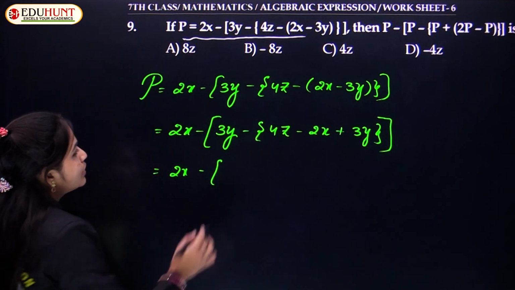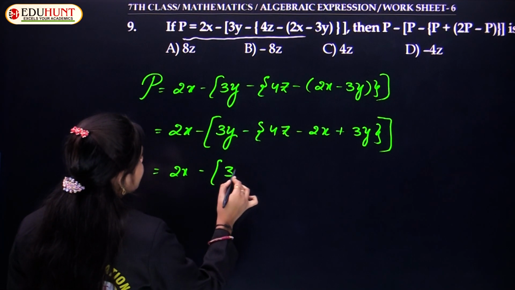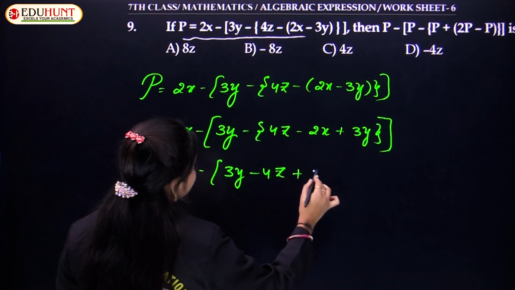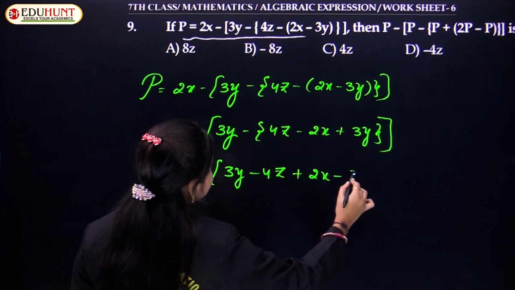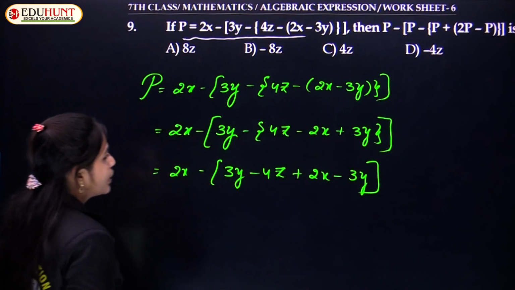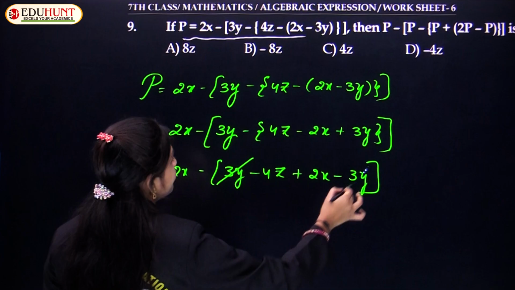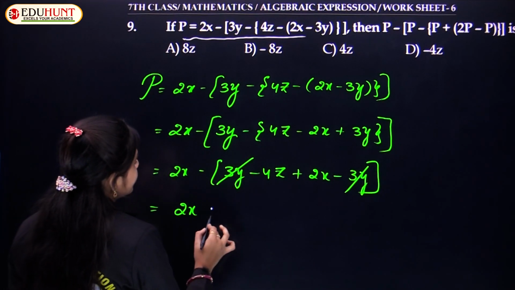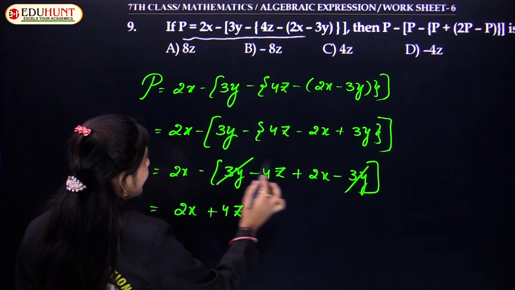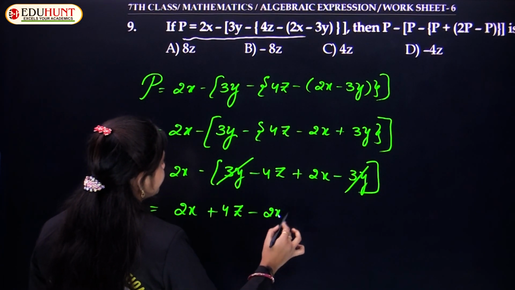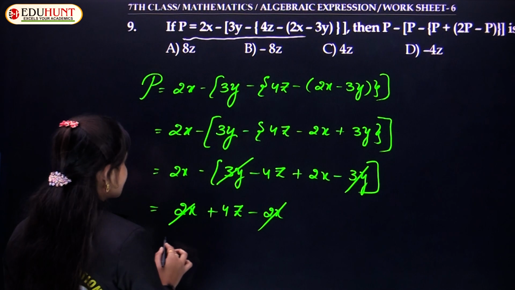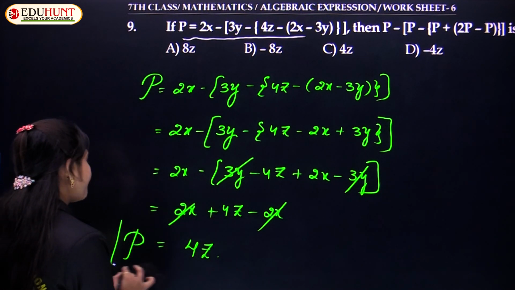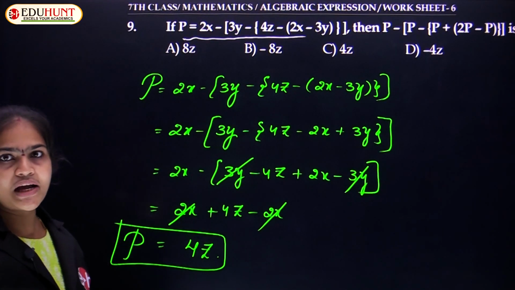So first we have to remove the second bracket. See here, 3y minus 4z, minus into minus plus 2x, minus into plus minus 3y. Now plus 3y minus 3y gets cancelled, which is equal to 2x, minus into minus plus 4z, minus into plus minus 2x. Plus 2x minus 2x gets cancelled, which is equal to 4z. This is the value of P. 4z is the value of P.